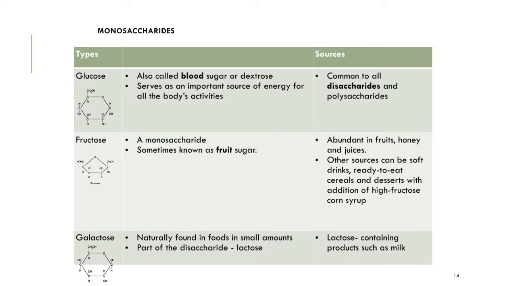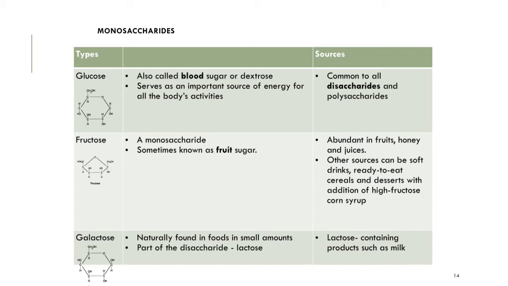Let's talk in detail about the different common monosaccharides. For example, glucose. Glucose is also called blood sugar because glucose is found abundantly, and is regulated, in our blood. It's the simplest form of energy-yielding sugar that we have in our body. It serves as a very important source of energy for all body activities. Glucose can be found in all disaccharides and polysaccharides.